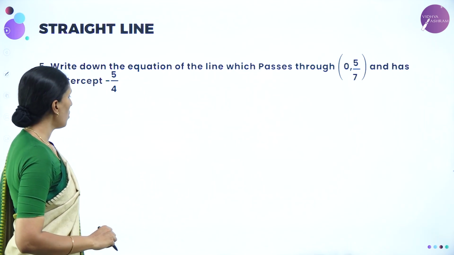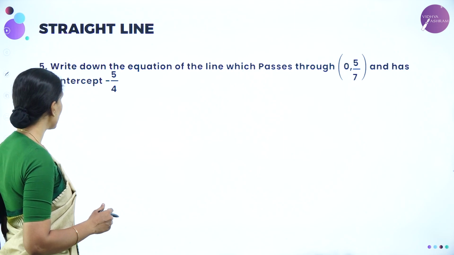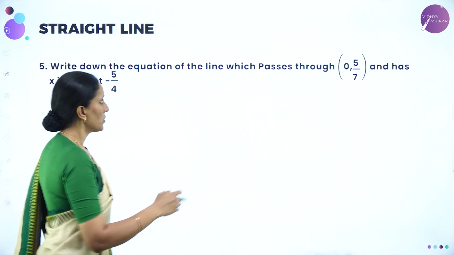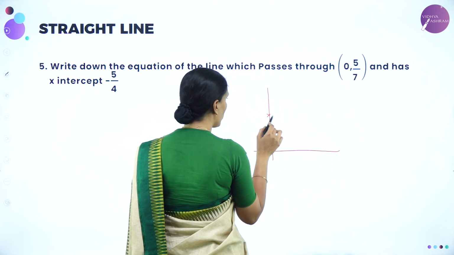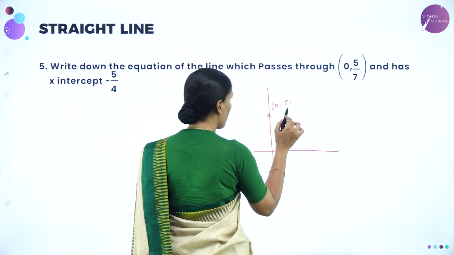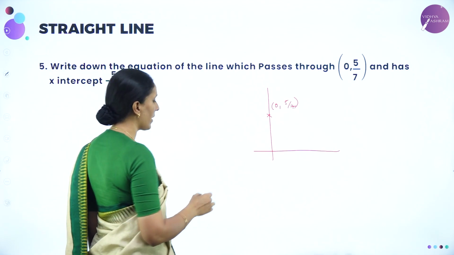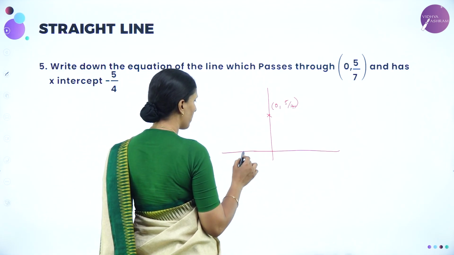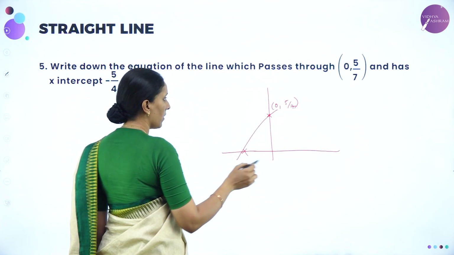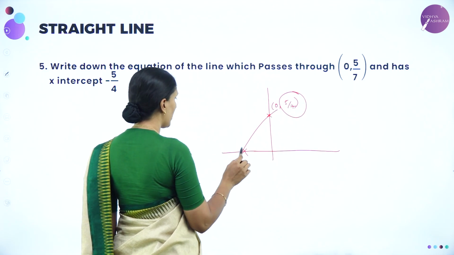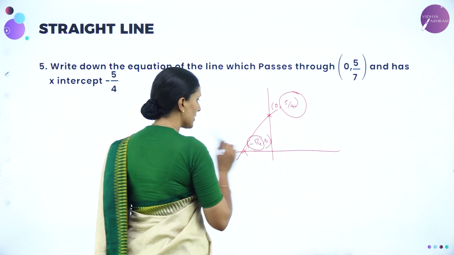Next question, write down the equation of the line which passes through 0, 5 by 7 and has x-intercept minus 5 by 4. So the point 0, 5 by 7 means it is somewhere along the y-axis, and the line touches the x-axis at minus 5 by 4, somewhere on the negative direction of the x-axis. So this is the straight line. Obviously this will become the y-intercept and this point is minus 5 by 4, 0 where the x-intercept is given.